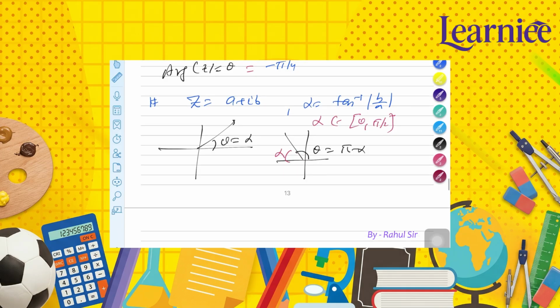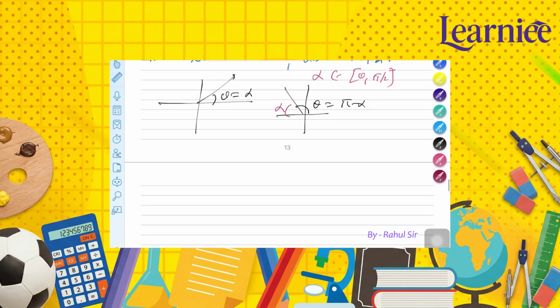Acute angle. Whereas in case of the third quadrant, this is the theta, and obviously this is the alpha. So theta is pi minus alpha, but since we are measuring in a clockwise sense, I will put it here as minus pi minus alpha.